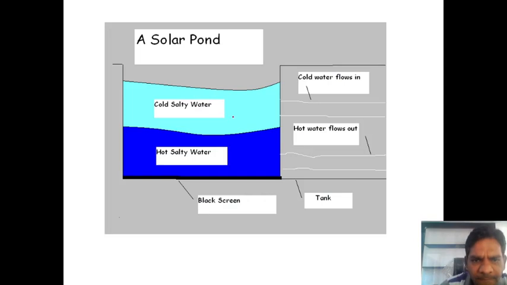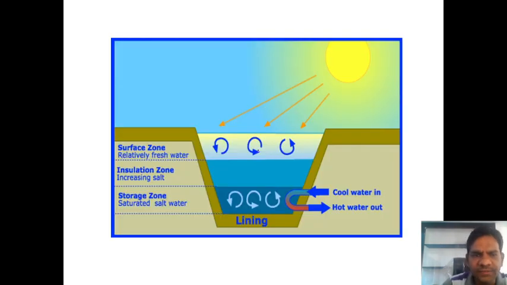So you see here at the top position cold salty water, at the bottom position hot salty water. At the bottom there is a black surface which absorbs a lot of radiation, guys. Okay, so here, guys, you see in this diagram also.